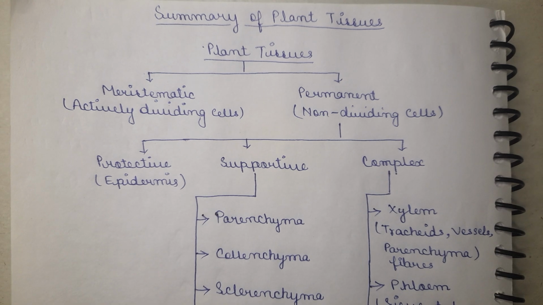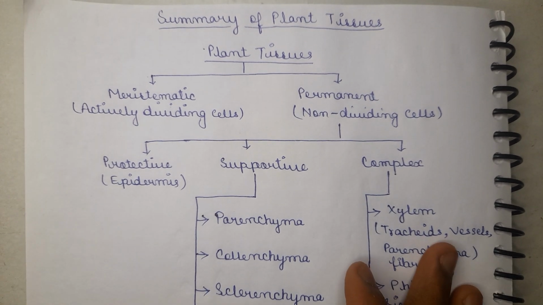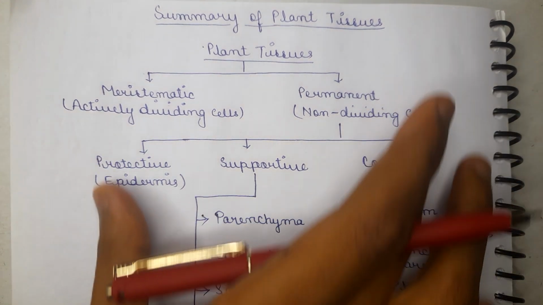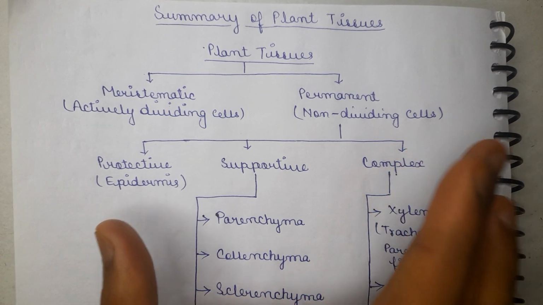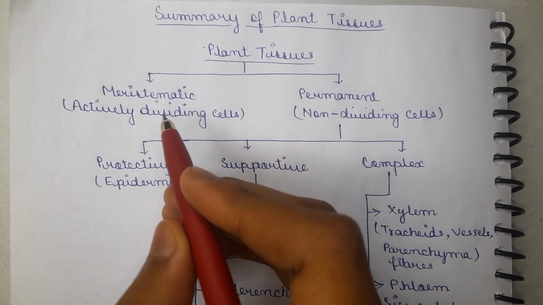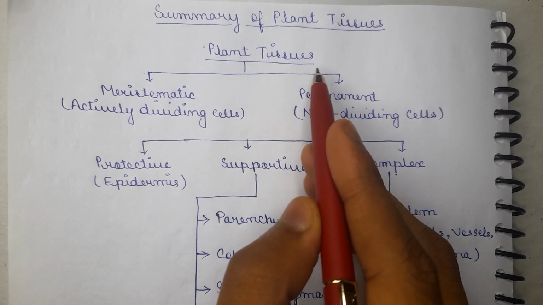Hello everyone, in this video we are going to look at a summary of plant tissue. This is an overview video of the last 2-3 lectures that we have discussed about plant tissue and their types. Now this summary, or we can also call it the flowchart of plant tissue, describes how they were classified into different types or parts.